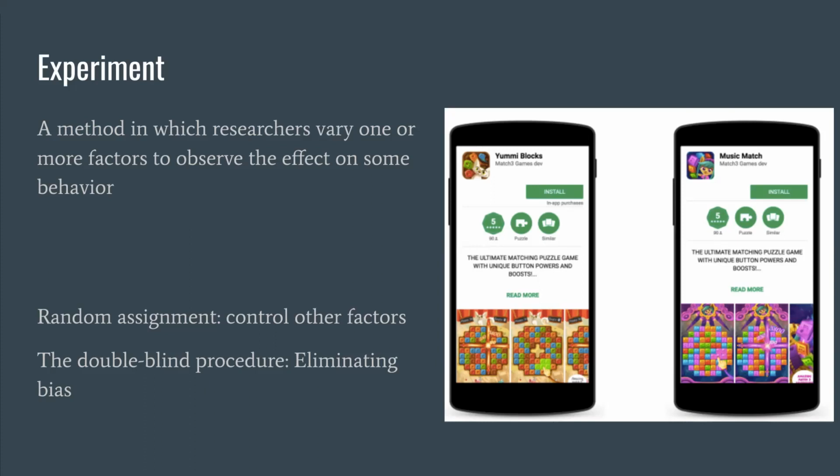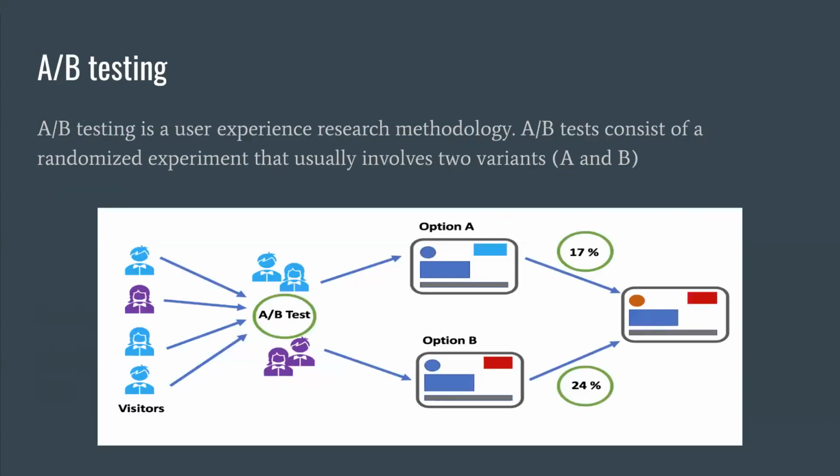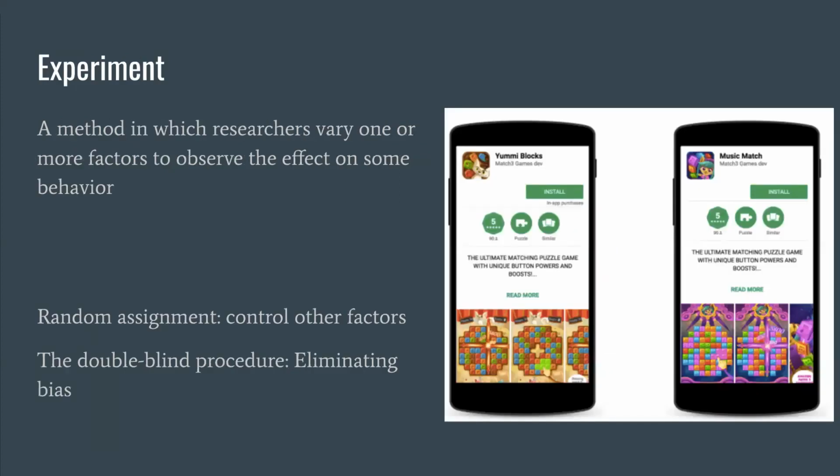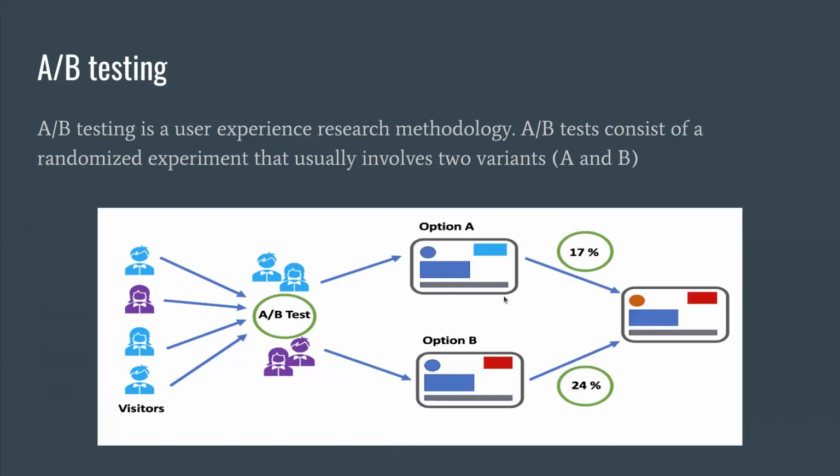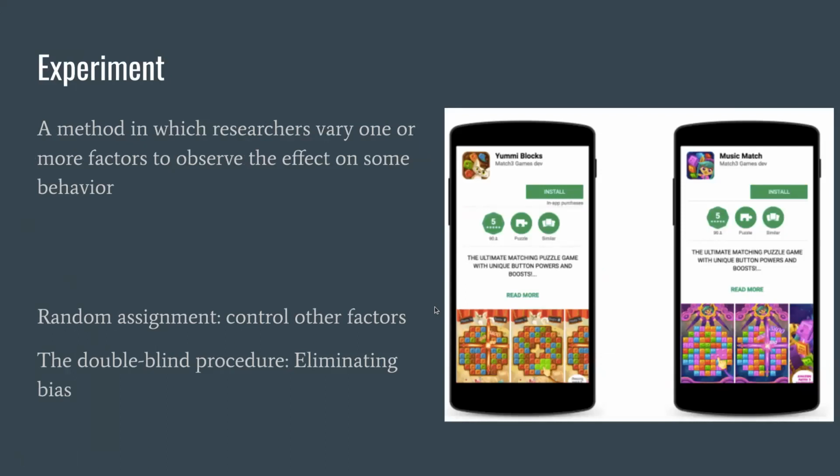So the control group, in the context of the A/B testing that we saw, would be option A. Experimental group would be option B. Option A might be the current site, how the current site looks. Option B might be the new design that they're testing. By assigning participants by chance, we are minimizing any pre-existing differences between the groups.